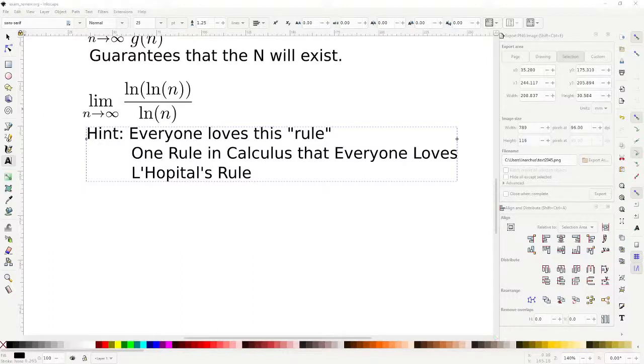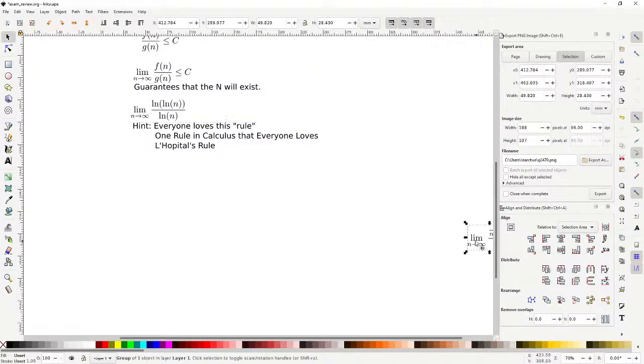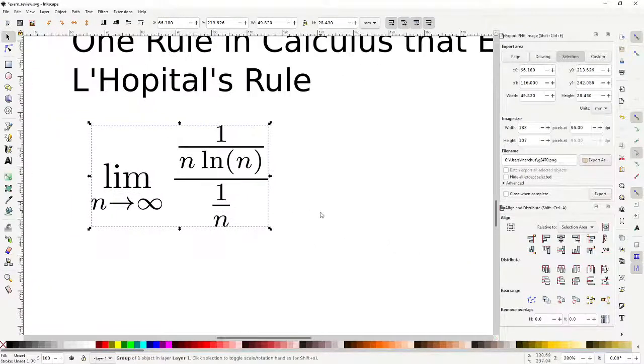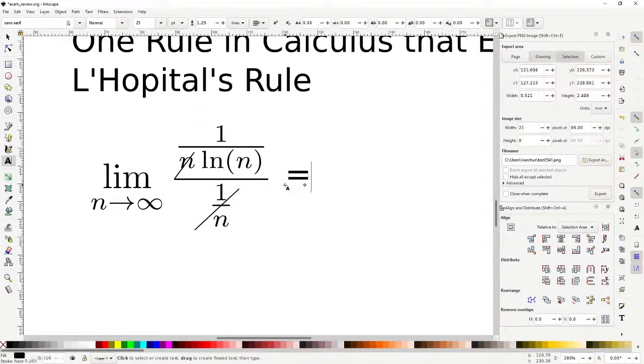And so this is the first step of L'Hopital's rule. And then the good news is we're almost done here. We don't have to do any more steps of L'Hopital's rule because we can cancel this 1 over n with this 1 over n and just leave the 1. And so this just turns into 1 over the natural log of n, and 1 over infinity goes to 0. And so this whole thing is just equal to 0.